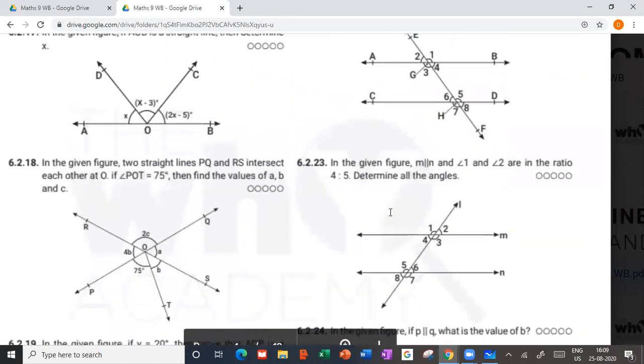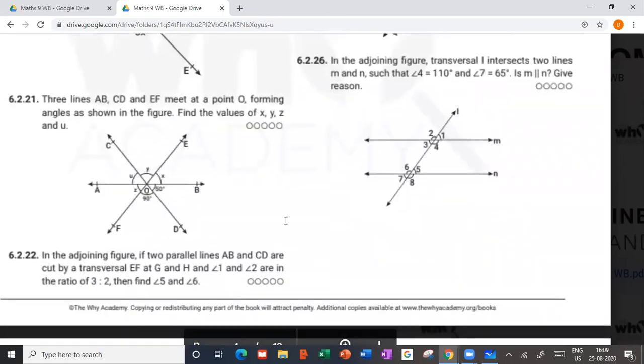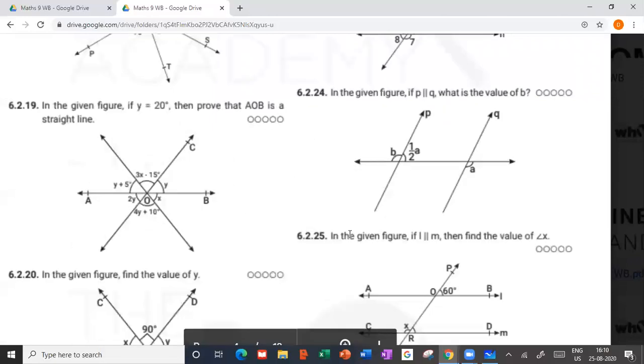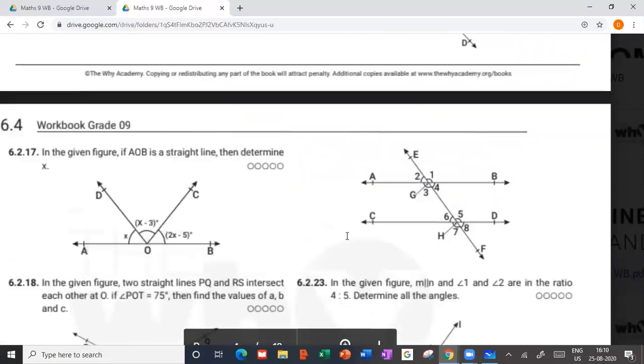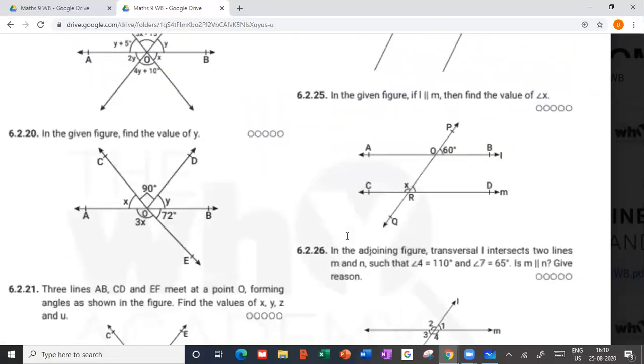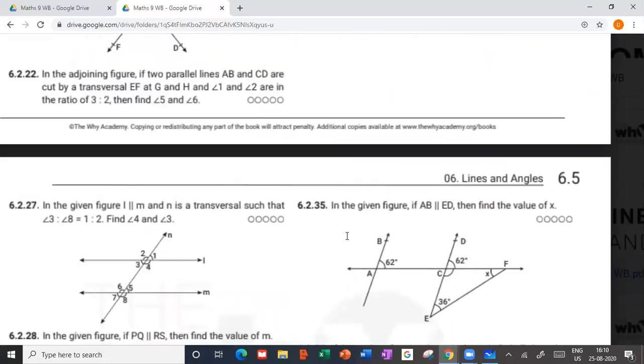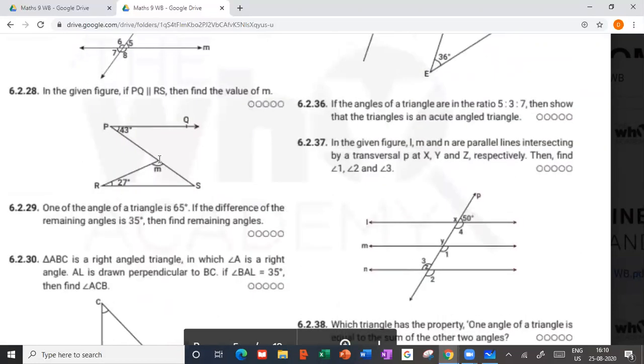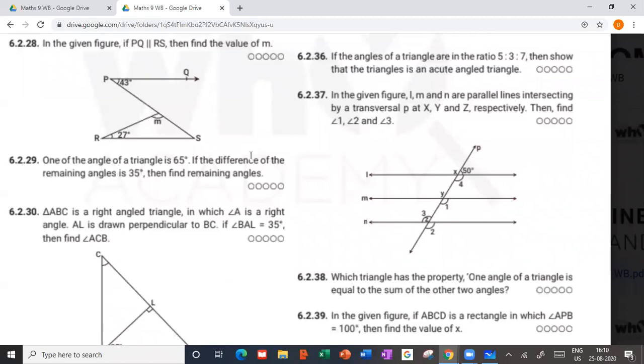This is interesting. Try doing this question, 6.2.22. That is interesting. All the others are same. Let me know if you have any other doubt.